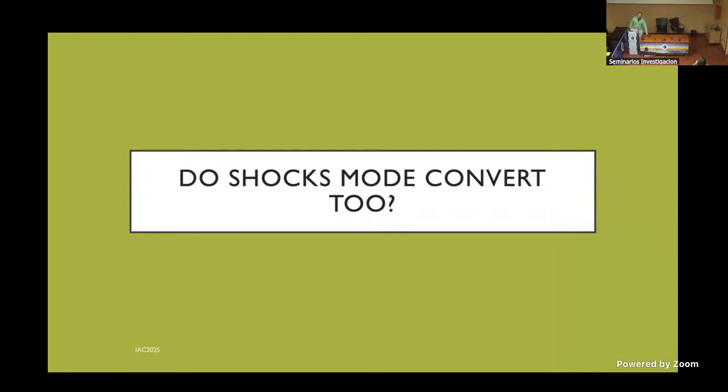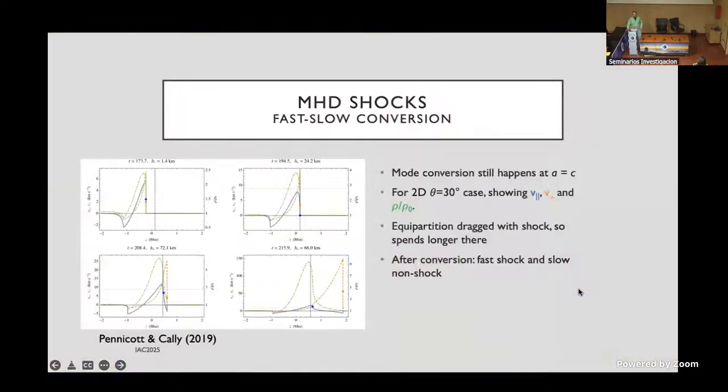What about shocks, which we know are ubiquitous in the solar atmosphere? They're everywhere. So does this mode conversion, say from fast to slow, where the Alfvén and sound speeds are equal, does that still happen with a shock? And here we did some simulations, and here we sent in a wave, you can see a shock has formed.